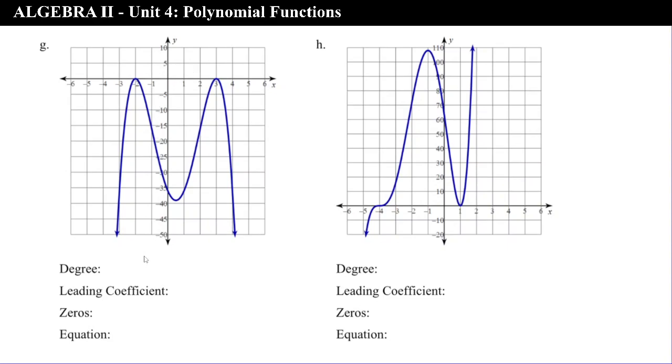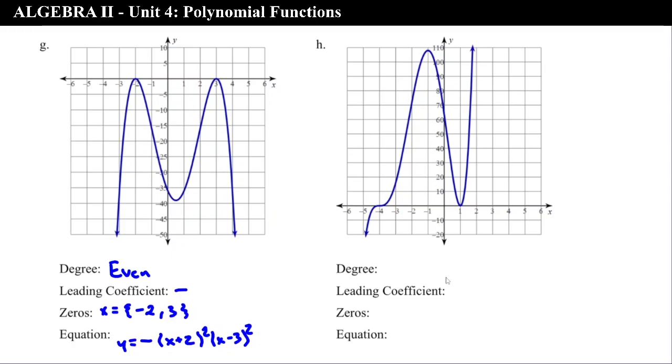All right, so for this next one, the degree is even. The leading coefficient is negative. We have zeros at x equals -2 and 3. And so for our equation, we have y equals, the leading coefficient is negative, so we've got to lead off with the negative, x plus 2, x minus 3, and because we have a parabola touching on both, both of these are going to be squared.